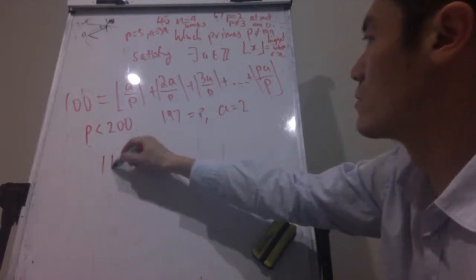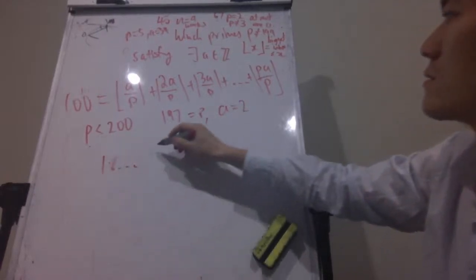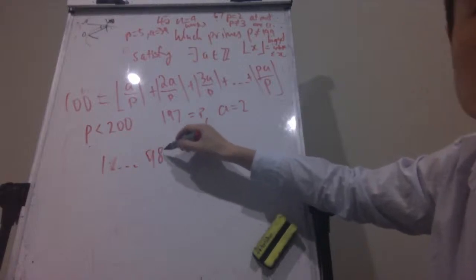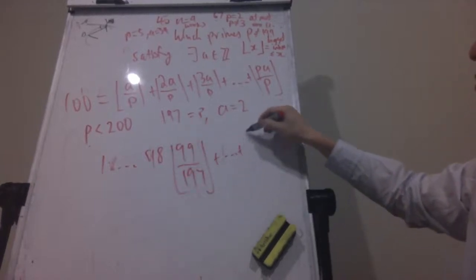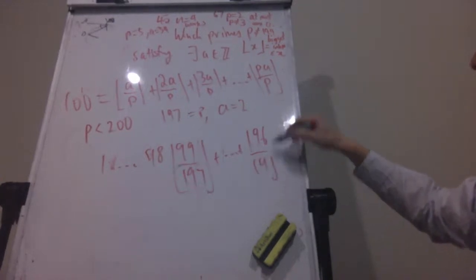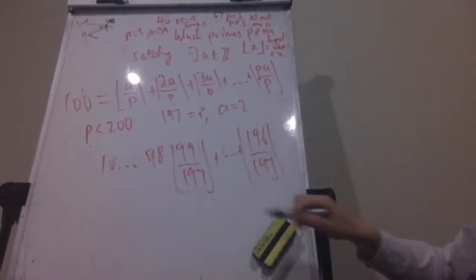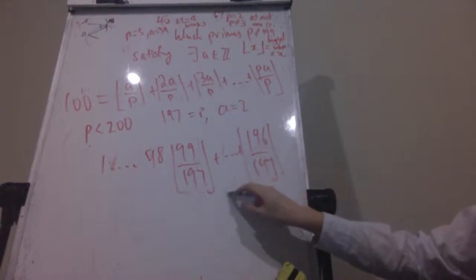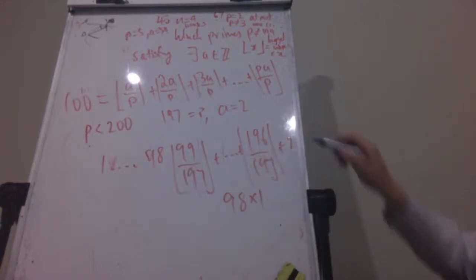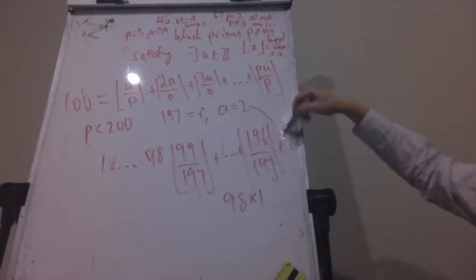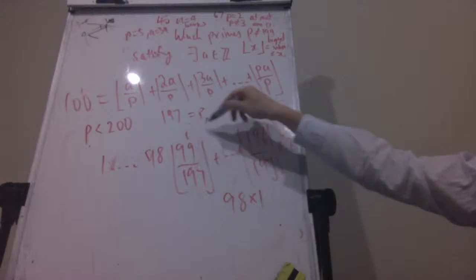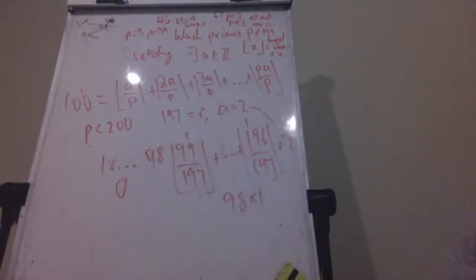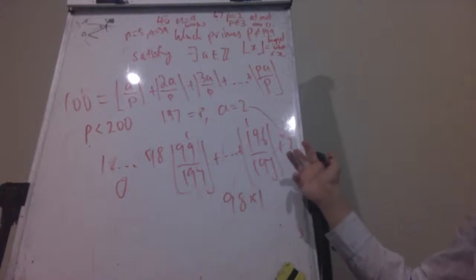So what do we have? So 1 all the way up to 98 doesn't do anything, yeah? But then 99 on 197 starts doing stuff. All the way up to 196 out of 197. Yeah? And there's 98 of these, yeah? And then plus 2 from the A. That makes sense? So each of these give you 1. These all give you zeros. 98 of them plus 2 is 100.